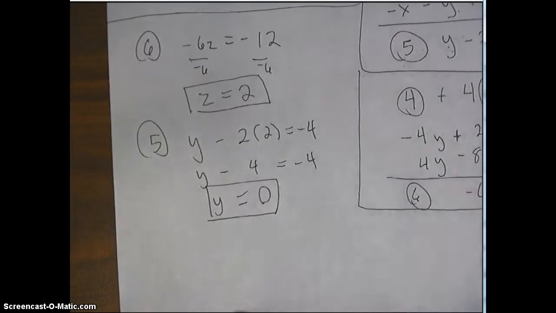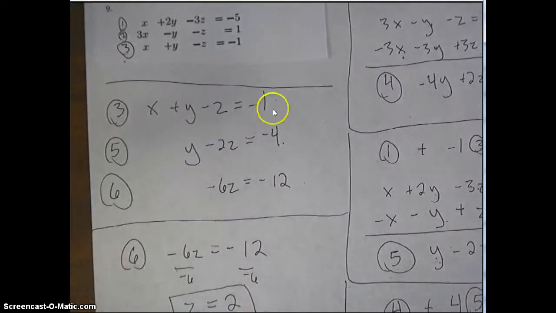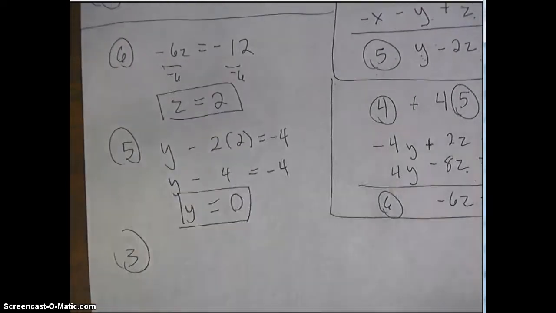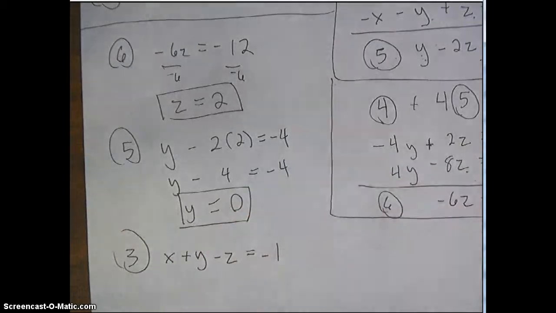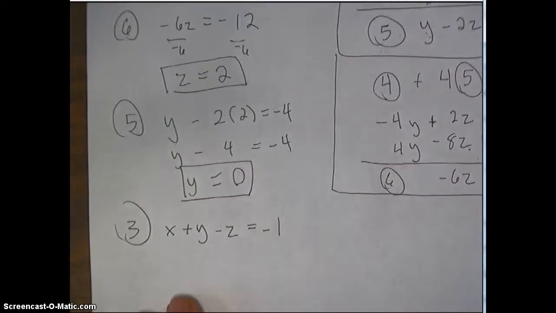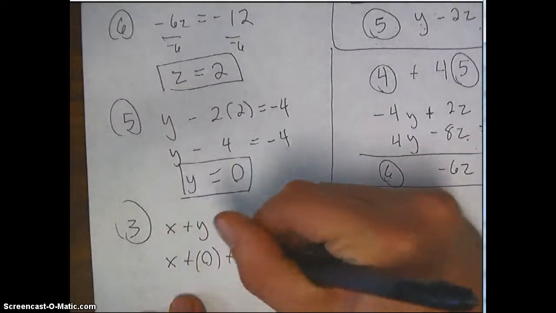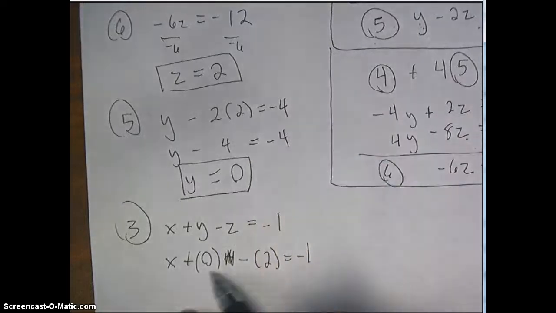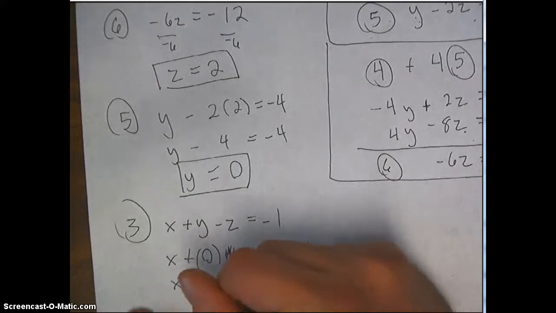And the last thing we need to do is our first equation, equation 3, which was x plus y minus z equals negative 1, this equation here. So x plus y minus z equals negative 1. But now I know what y and z are. X plus 0 minus 2 equals negative 1. 0 minus 2 is just negative 2. X minus 2 equals negative 1. Add 2 to both sides. X equals 1.